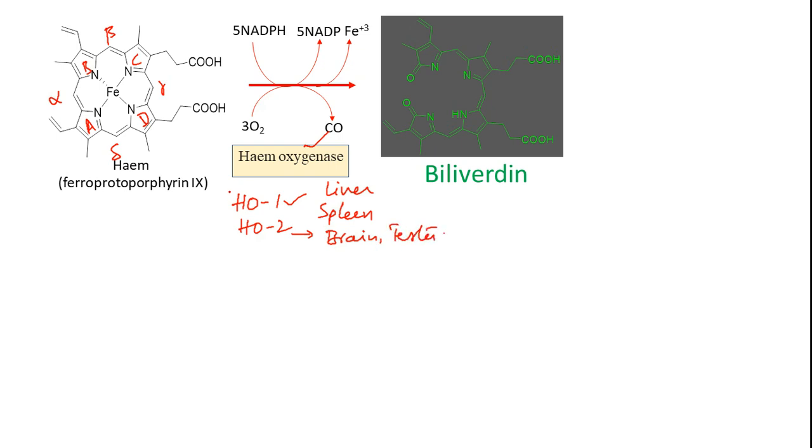Okay, so more than 90% of the enzyme you will find is heme oxygenase 1, and then in that more than 85% of heme oxygenase 1 you will find in spleen, and 15% you will find in liver. Okay, so friends, this is the way how the heme oxygenase distribution is there in our body.